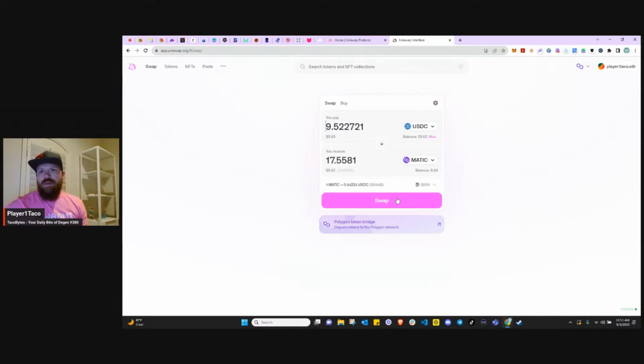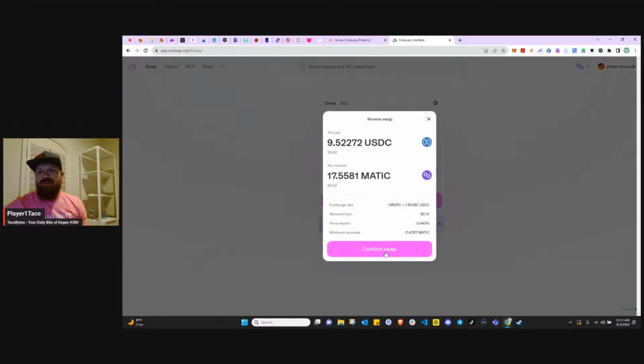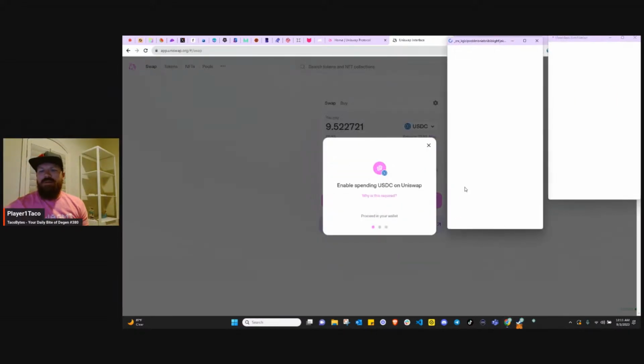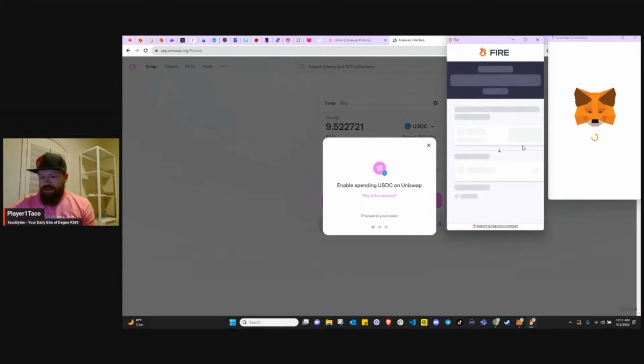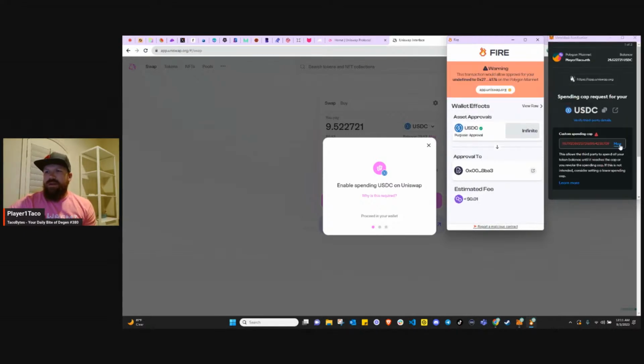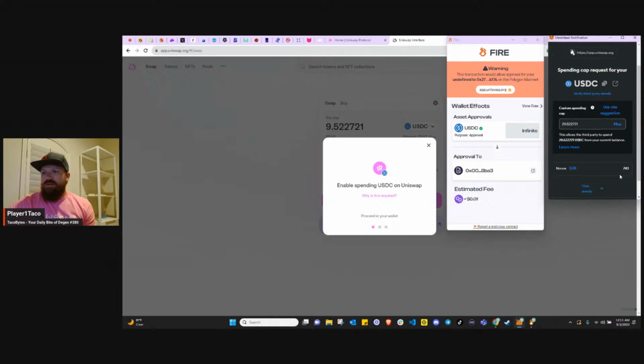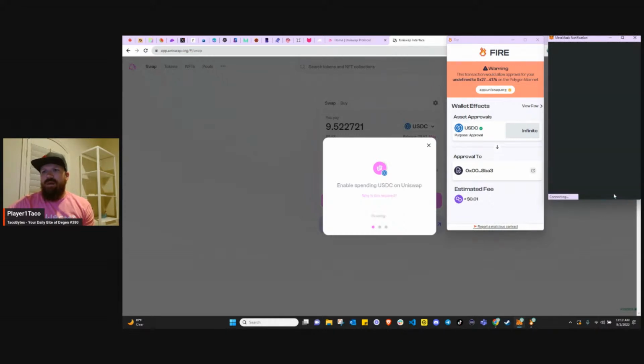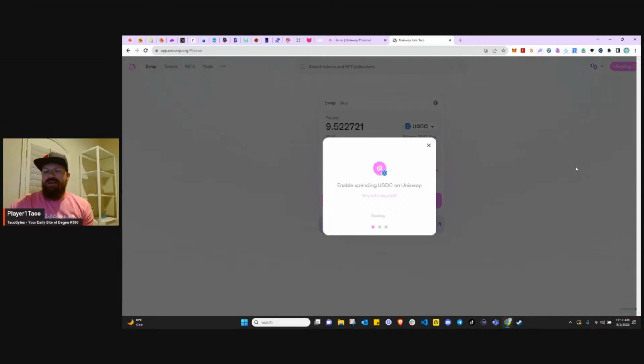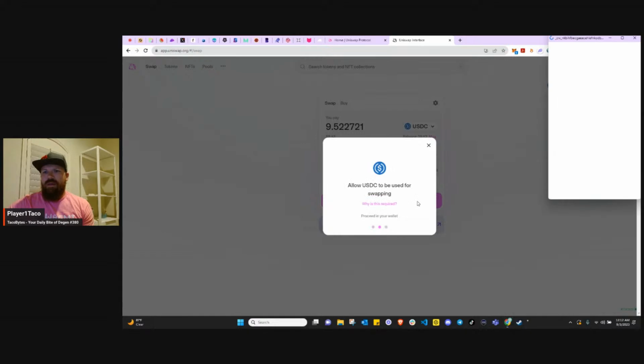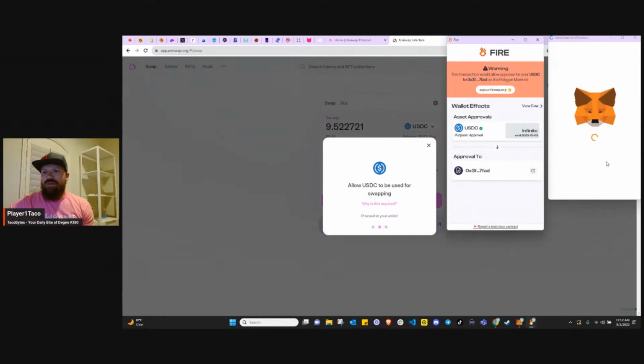We're going to swap $9 of USDC to Matic, just because we like to have a little gas on hand. What gas always allows for is transacting on chain, and it's one of those things that sucks when you're trying to transact on chain and not able to. As you can see, we're enabling USDC spending on Uniswap, and that is pending. And now we've allowed USDC to be used for swapping.